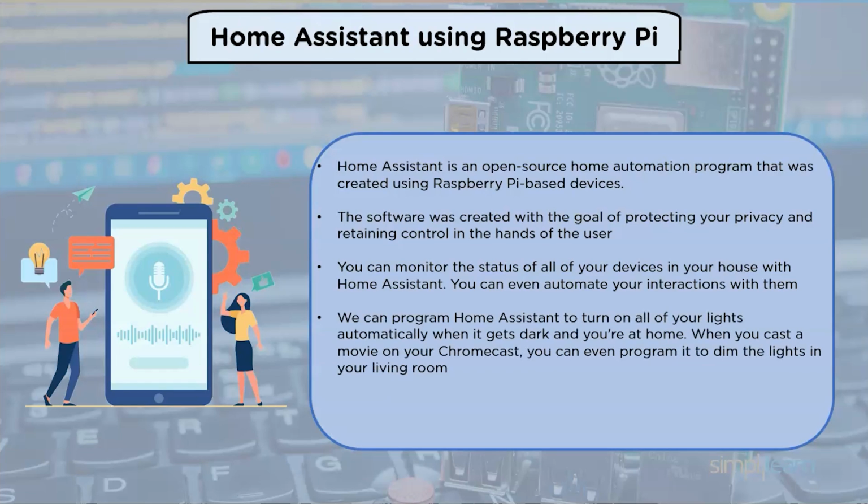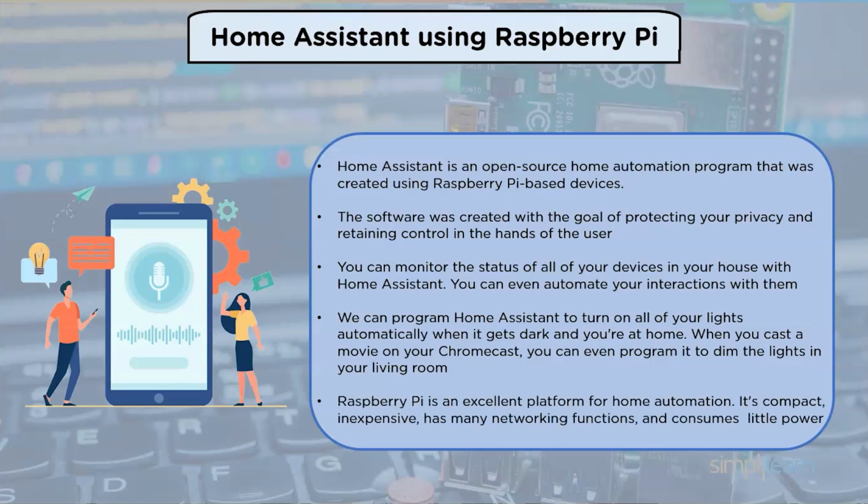We can program Home Assistant to turn on all of the lights automatically when it gets dark and you're at home. When you cast a movie on your Chromecast, you can even program it to dim the lights in your living room. Raspberry Pi is an excellent platform for home automation. It's compact, inexpensive, has many networking functions, and consumes little power.